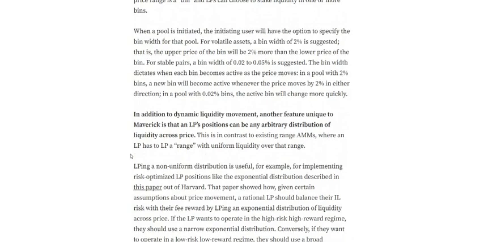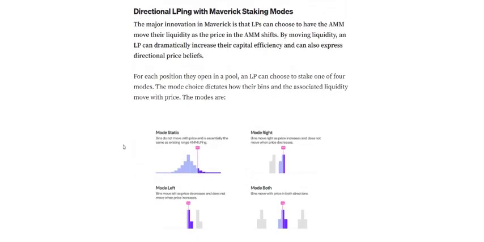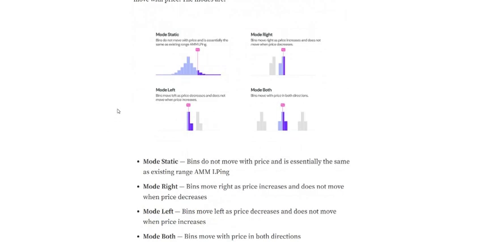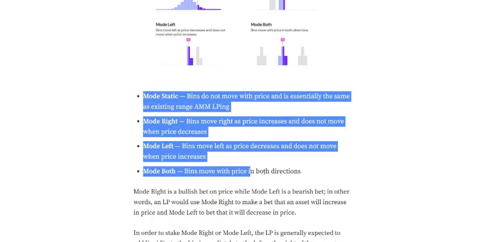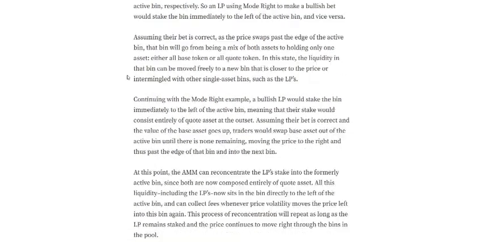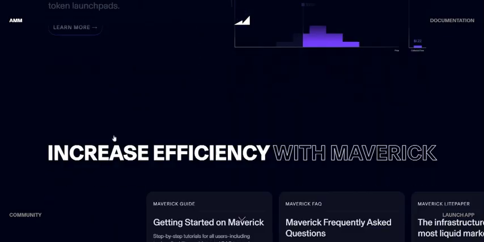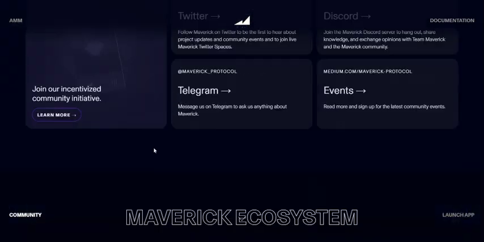In case you want to learn more about Maverick Protocol, this article is a really useful one. I think you should go and understand what they are talking about and how this is something really revolutionary and groundbreaking.